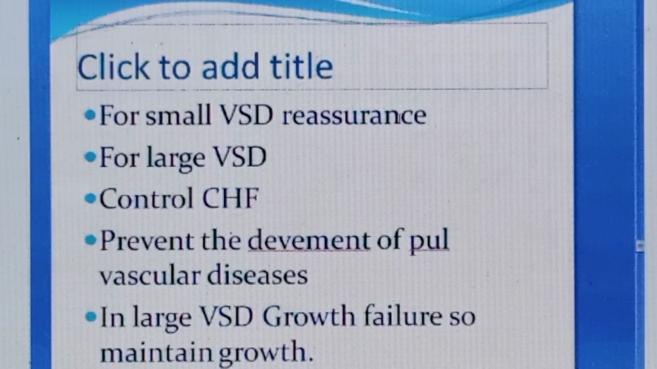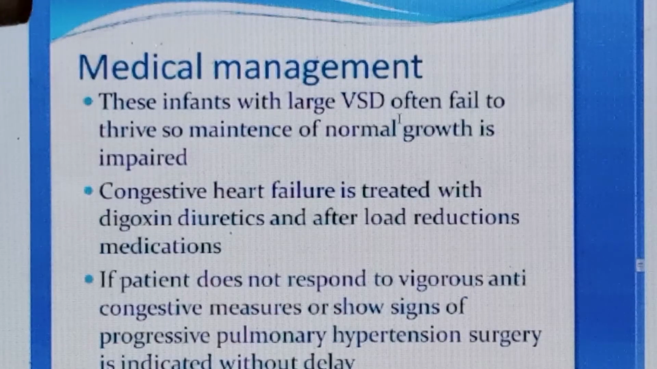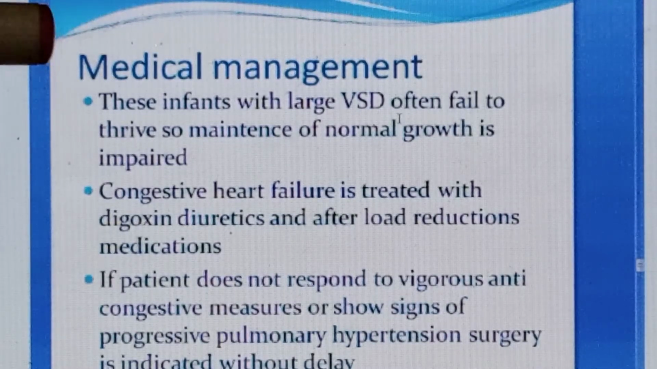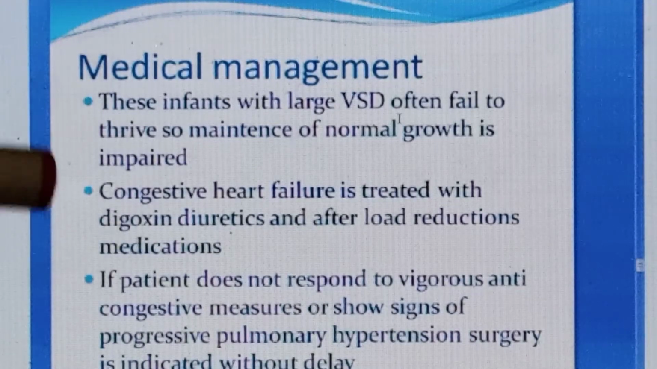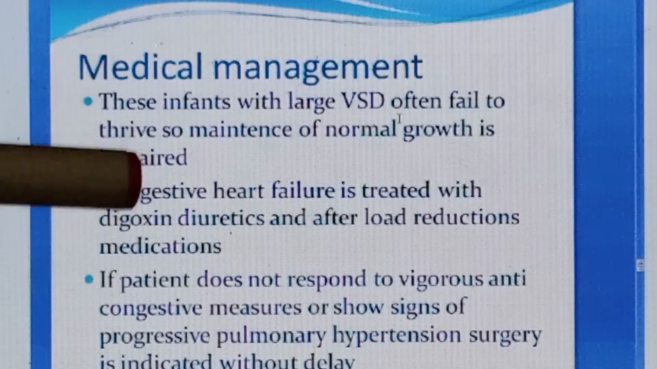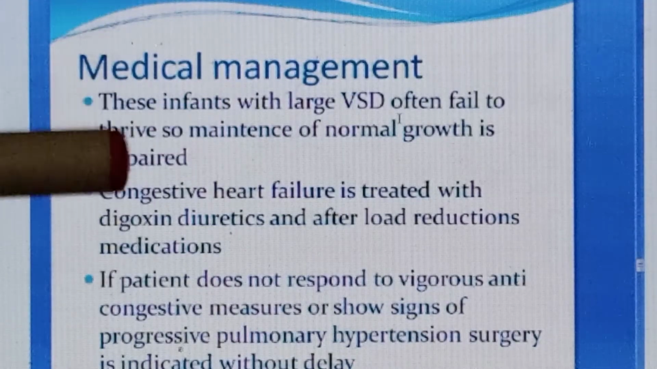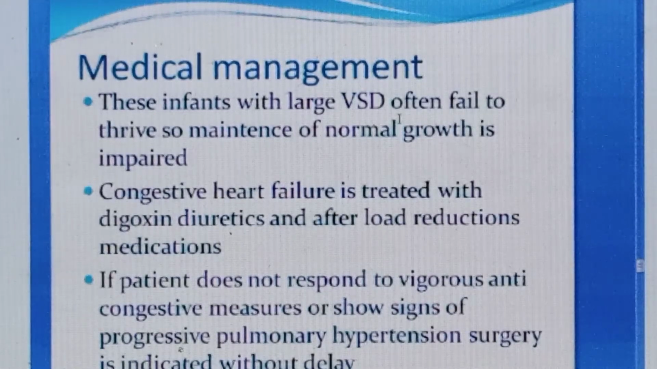So now come to the medical management. As we have discussed in the previous slide, these infants with the large VSD often fail to thrive, so maintenance of the growth is impaired. Congestive heart failure is treated with digoxin, which is a positive inotropic agent, and diuretics, and to reduce the afterload, medications should be given to the patient. But if the patient does not respond to the anti-congestive measures or shows any signs of pulmonary hypertension, then surgery is indicated without any delay.